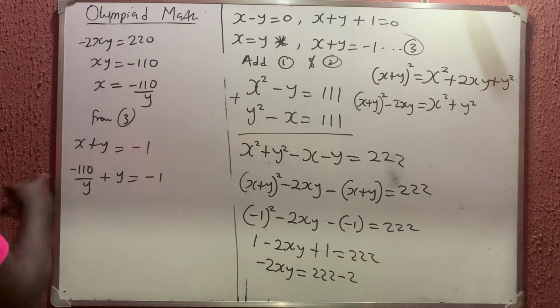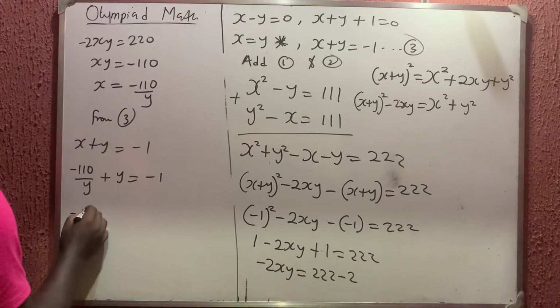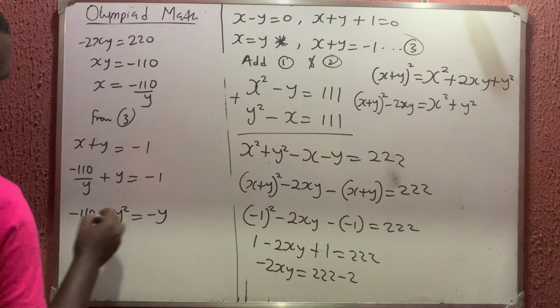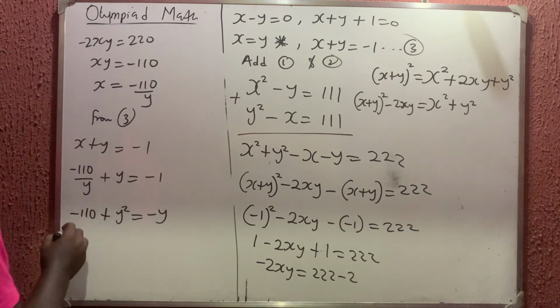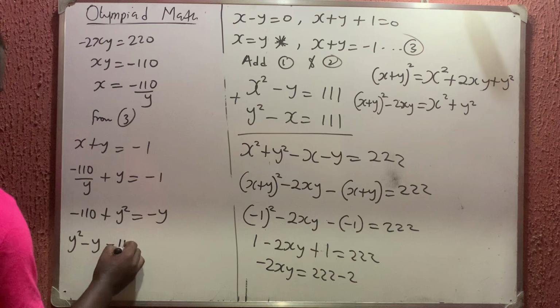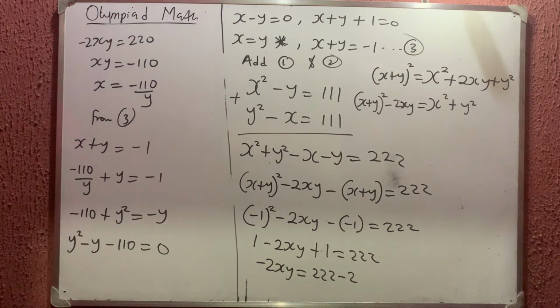Multiply everybody by y so that the denominator will leave. So I have minus 110 plus y squared is equal to minus y. Bringing this over, I'm going to have y squared minus y minus 110 is equal to 0. So this is a quadratic equation and we can solve that.